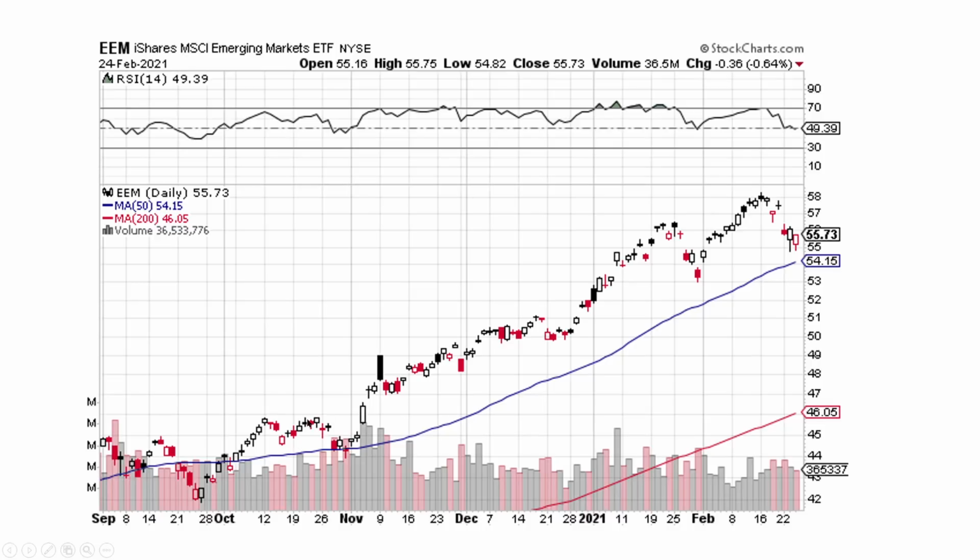EEM. EEM is a great play. If you have a 401k, emerging markets is great. Looks like it's kind of bottoming out right here. I'd add a little bit. That's what I would do.